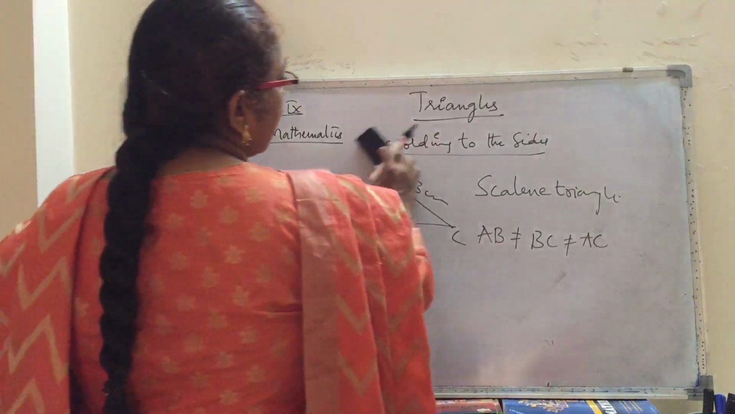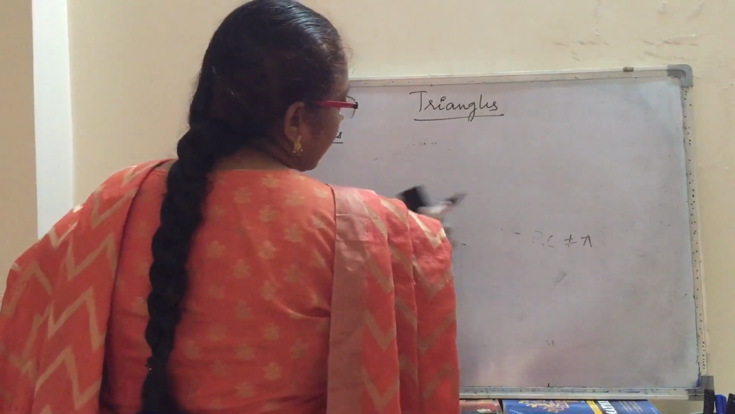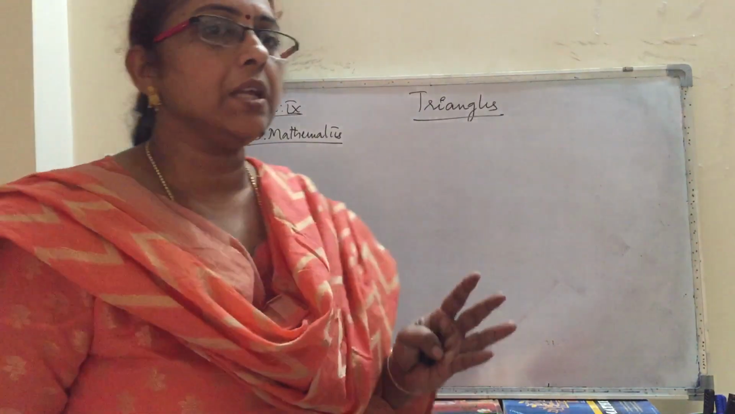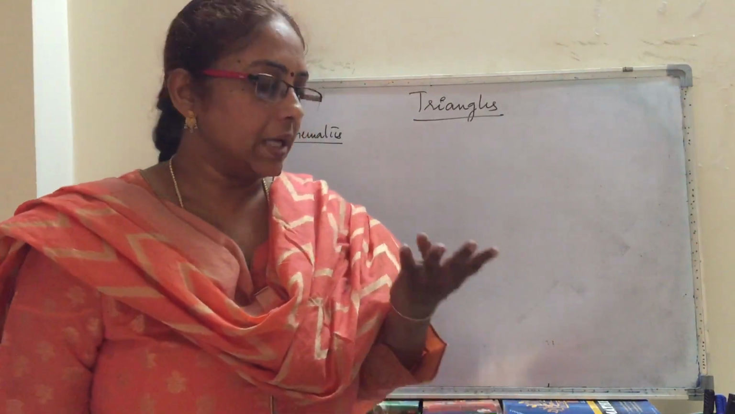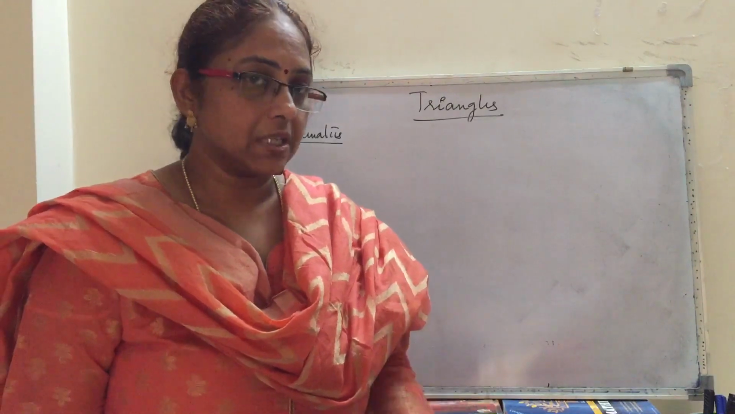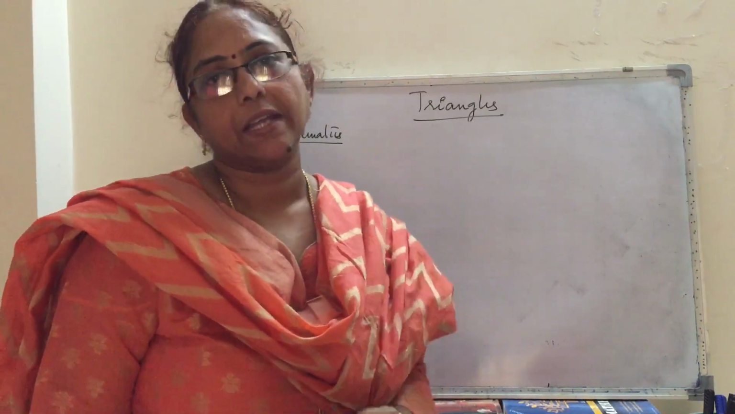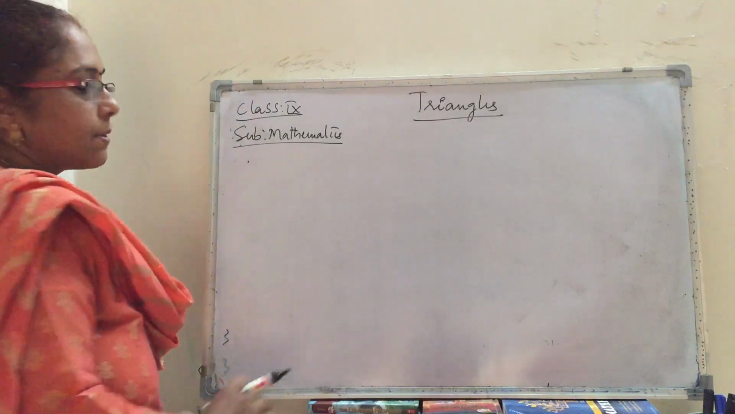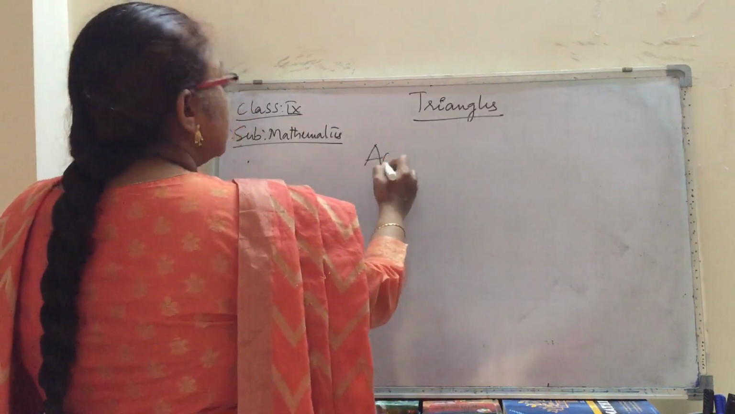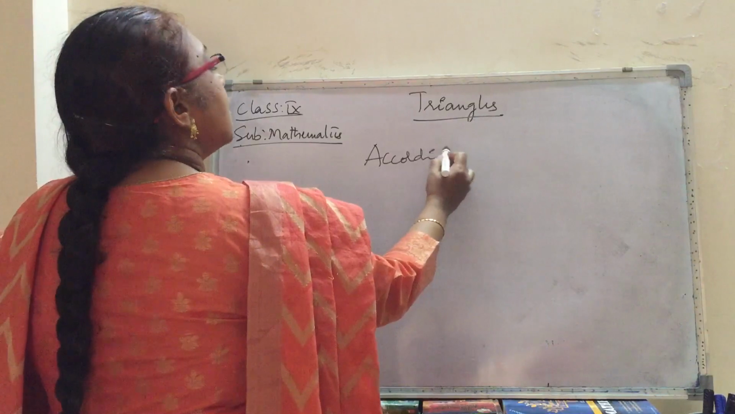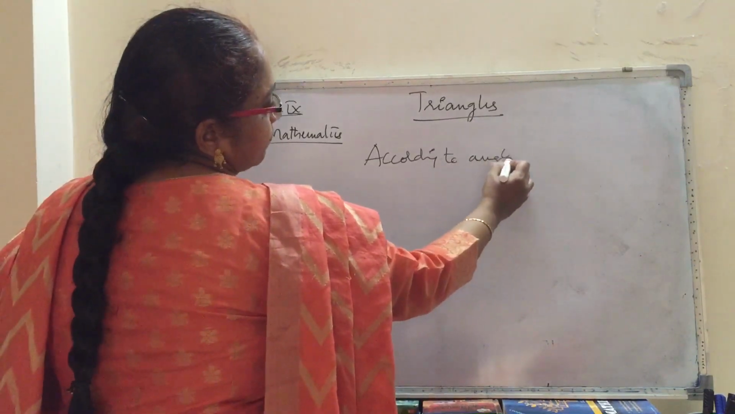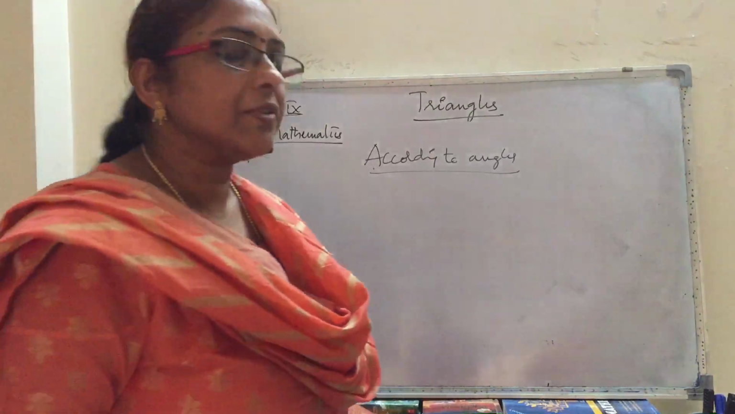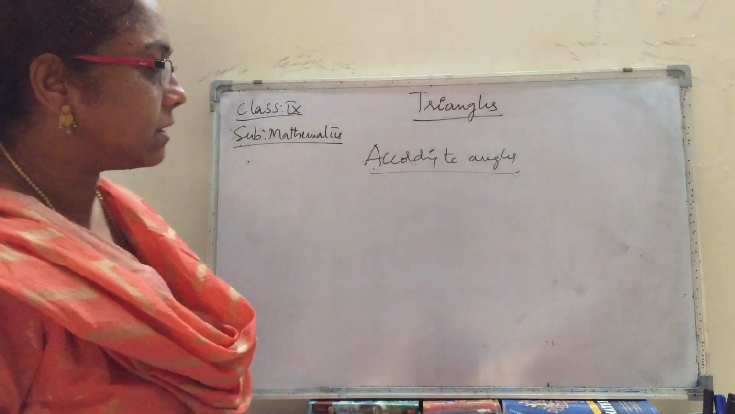So, these are all according to the sides of a triangle. According to sides, how many types of triangles do we have? Equilateral triangle, isosceles triangle and scalene triangle. These are the 3 types of triangles we have according to sides. Now, according to angles. Here, according to angles means, first we will discuss the angles. Some angles we have to use.